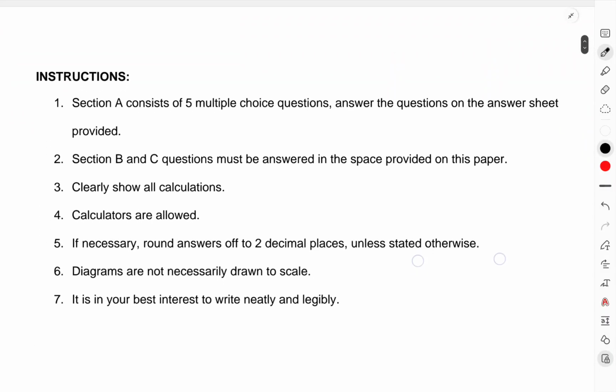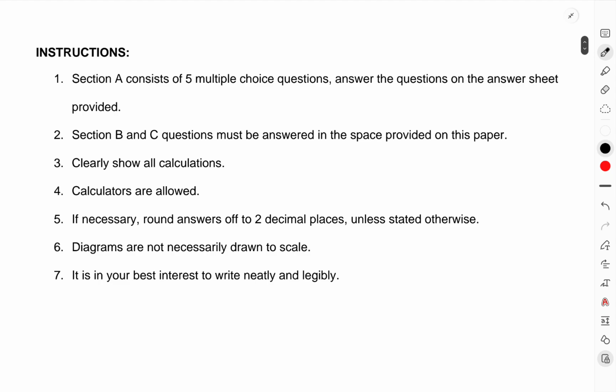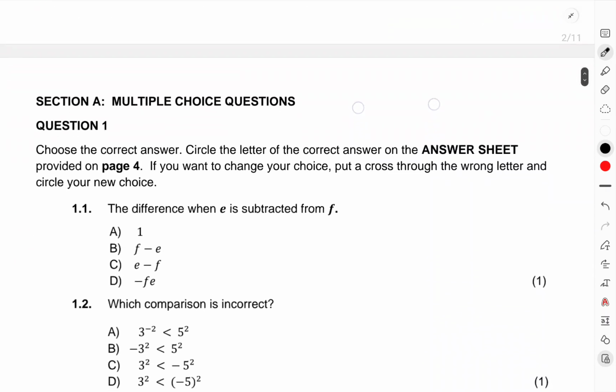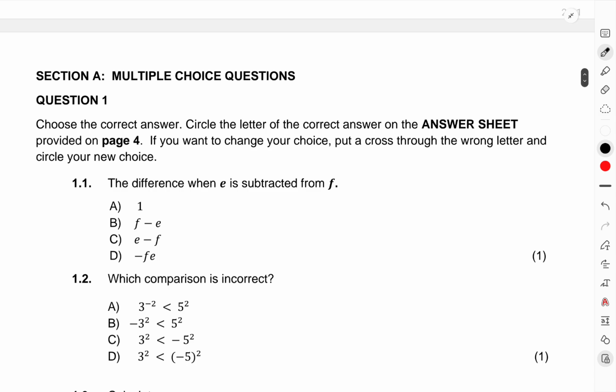Now we are going to go to the next page, whereby we are going to see the instructions. Read the instructions carefully. Then after, we are going to see our section. Section A is a multiple choice question. Now, we are going to read the statement that is written over there. Choose the correct answer. Circle the letter of the correct answer on the answer sheet that is provided in page 4. If you want to change your choice, put a cross through the wrong letter and circle your new choice.